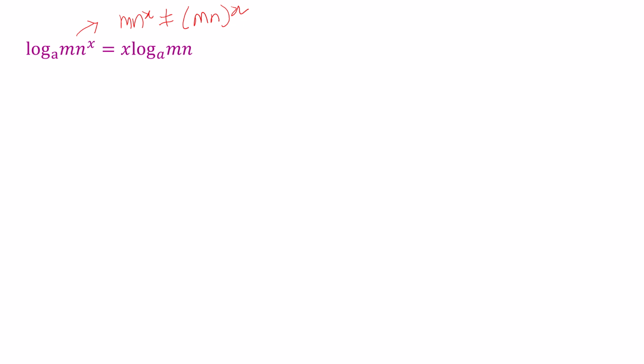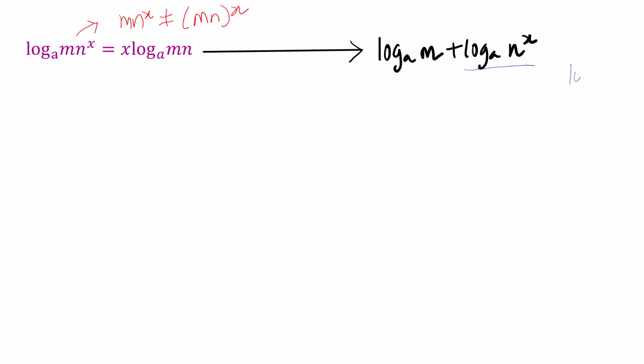So what should be the correct way of doing it? Yes, you have to apply the product law first to separate them, to get log base a of m plus log base a of n to the power of x, and then apply the power law. For this power law, you will recall log base a of m to the power n.